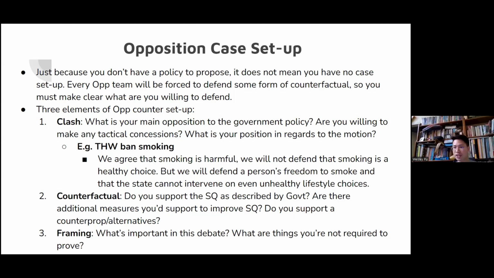And that's how you, in opposition, can allow arguments to bleed into the debate, even though you don't have the necessary need to set up a full case or full policy.